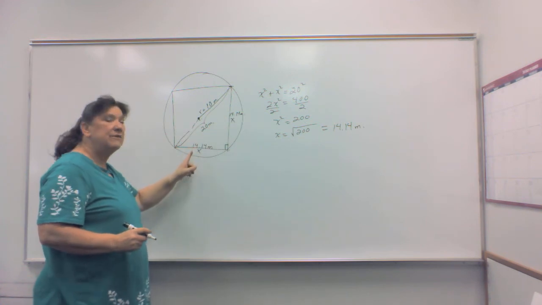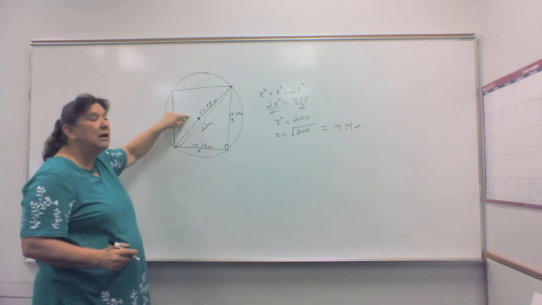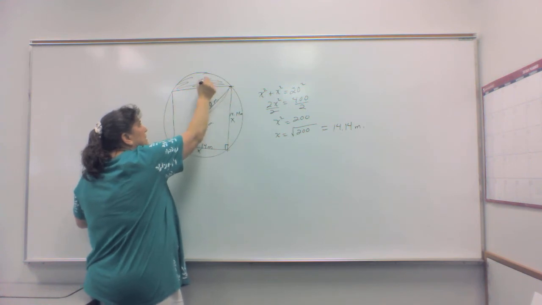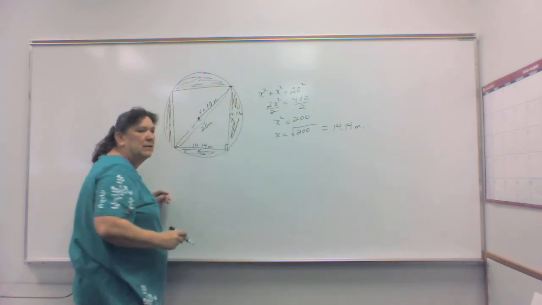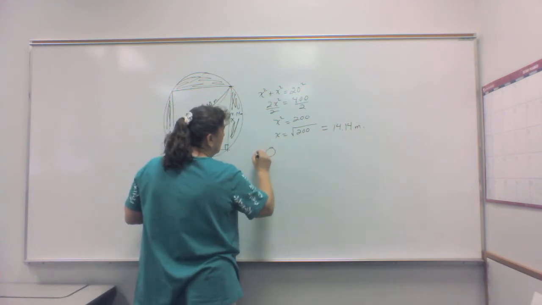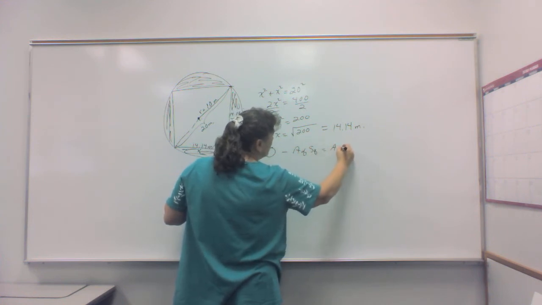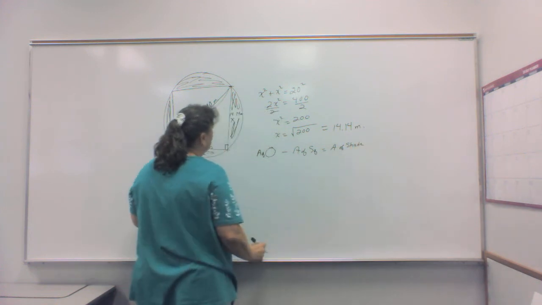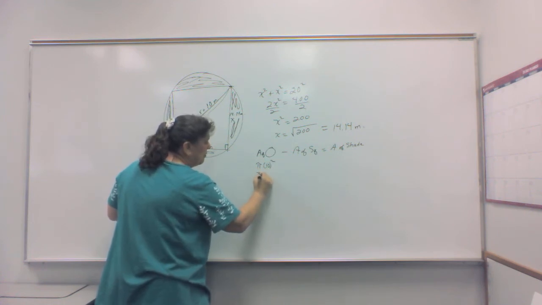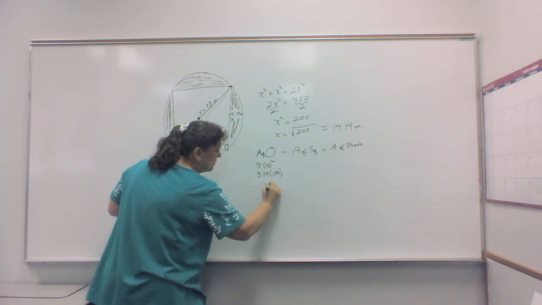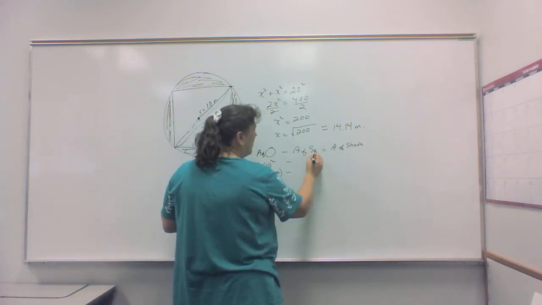Now that we know the side of our square, we can take the area of the circle and subtract the area of the square from it, because we want to know what the area of our shaded area is. So let's do that. Area of the circle minus the area of the square is going to equal the area of the shaded area. Area of the circle is pi r squared, which is 10 squared, 3.14 times 100. So this is 314 square meters, of course.